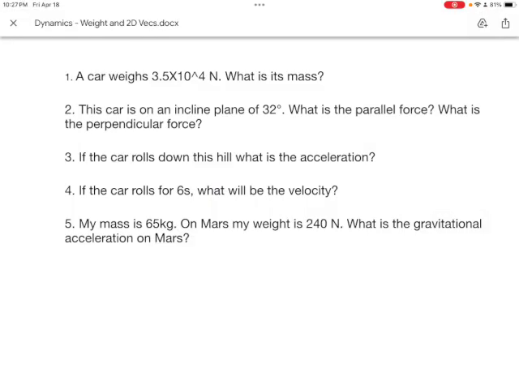Okay, I want to talk about question number 2. The car is on an inclined plane of 32 degrees. What is the parallel force? What is the perpendicular force? So the key to this is drawing it correctly so we can figure it out.